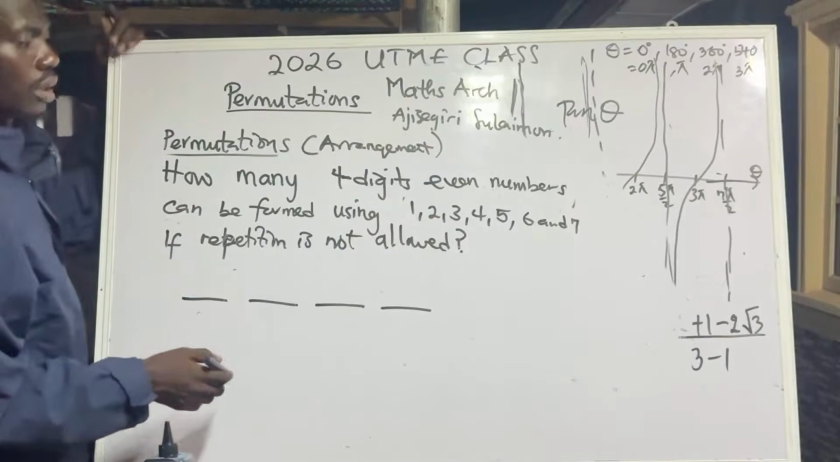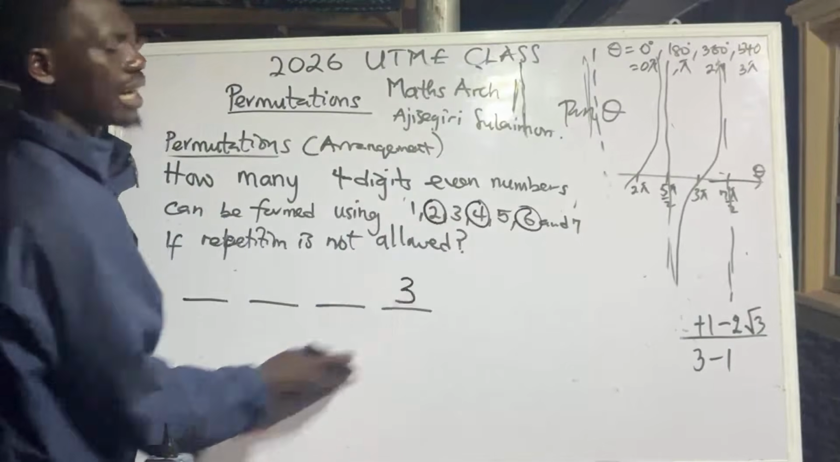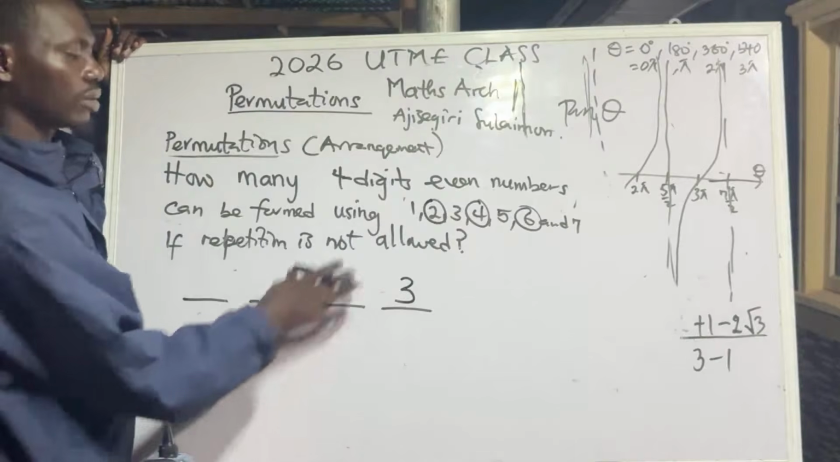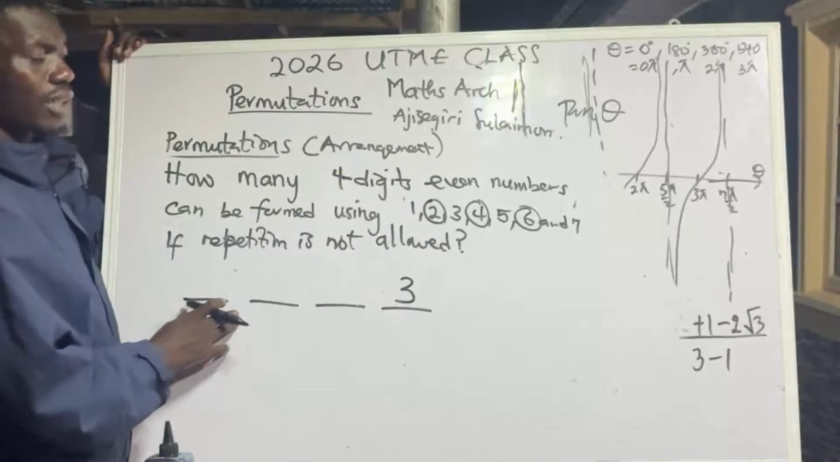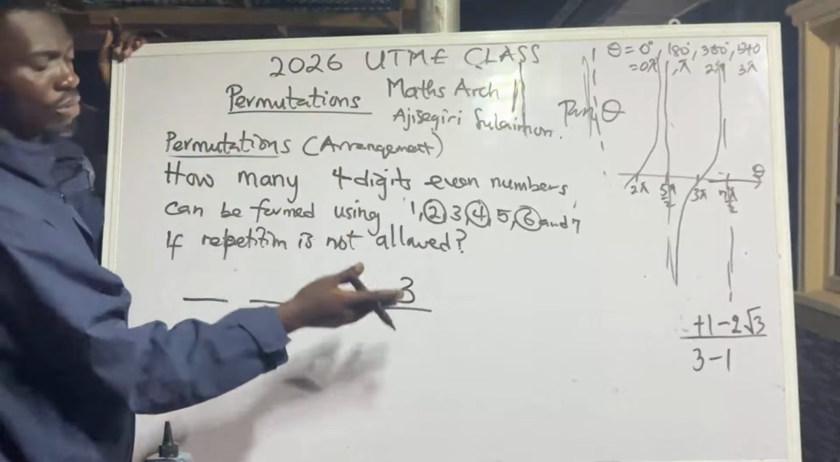How many even numbers do we have here? We have 2, 4, and 6. So this one only has just 3 options. As we recall, there's no repetition, so if we use any one of them, we'll come back here again. We are using one of those 3 values. Let's say it is 2 that we use here.